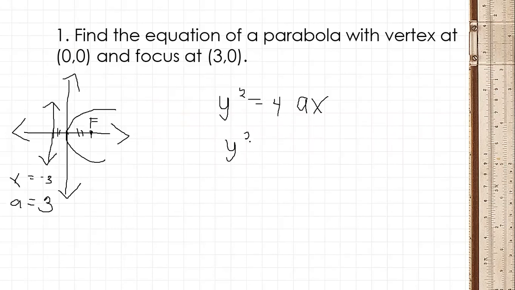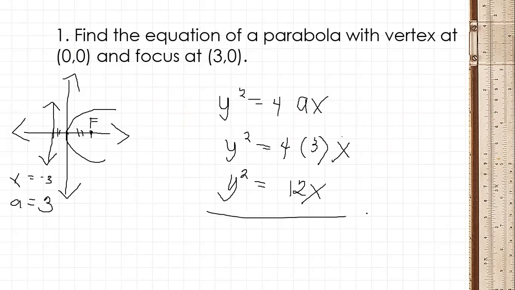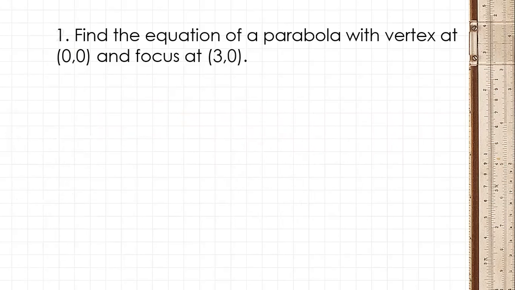y squared is equal to 4, and our a is 3, multiplied by x. y squared is equal to 4 times 3 is 12, 12 times x would be 12x. So the standard equation for example number 1 is y squared equals 12x.